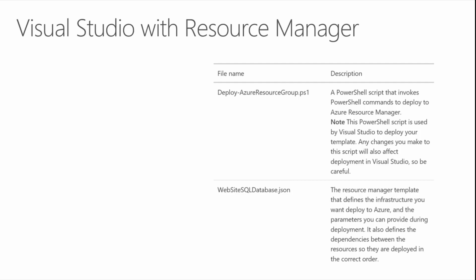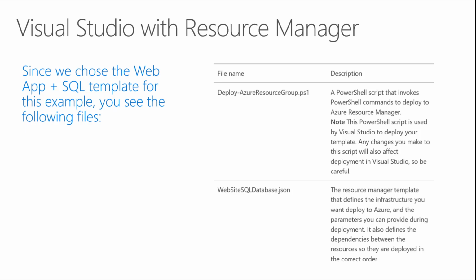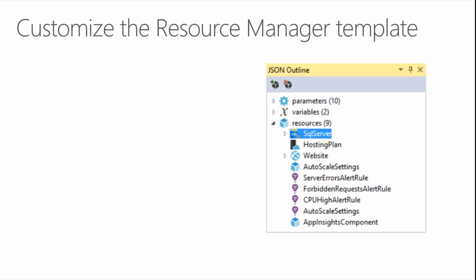So with Visual Studio, with Resource Manager, as we highlighted, there's a deploy.azureresourcegroup.ps1 file, and that's what invokes the PowerShell commands to deploy the Azure Resource Manager template. And again, there's multiple ways to deploy that template. You could use PowerShell, you could use Azure CLI, you could use REST API if you wanted to, but PowerShell for Windows folks is usually the most comfortable and familiar. And then also we talked about the website SQL database join that builds the infrastructure there.